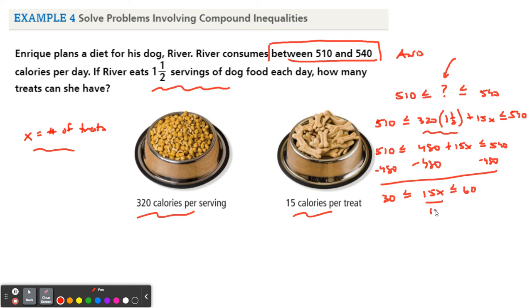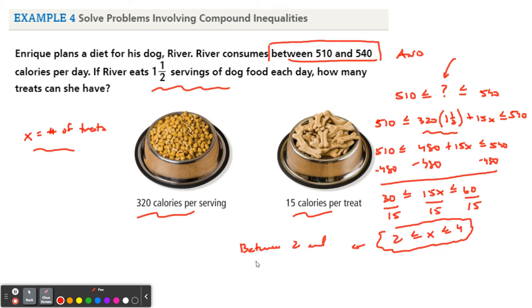Now we're going to divide by 15 once, twice, three times. 2 less than or equal to x, less than or equal to 4. And this compound inequality tells you how many treats River can have each day. So we're going to say in words, between 2 and 4 treats. And there we go.